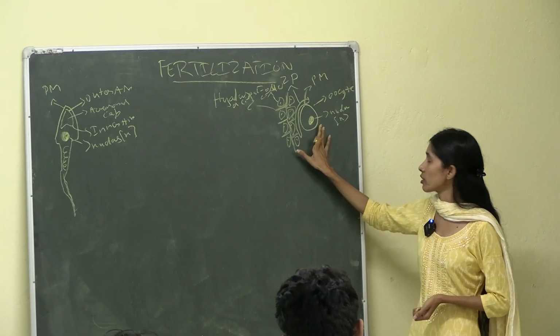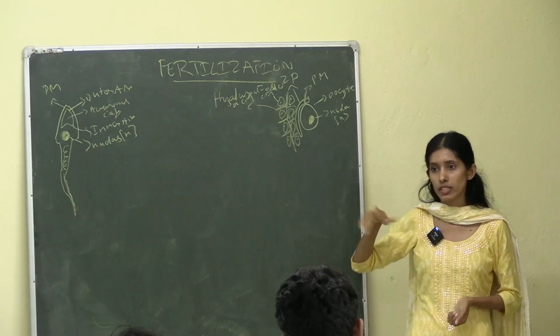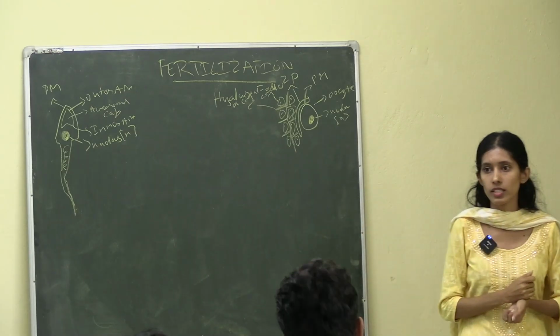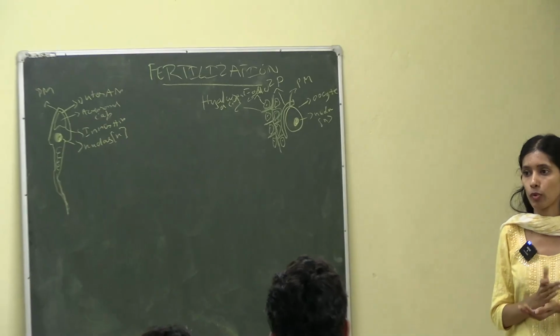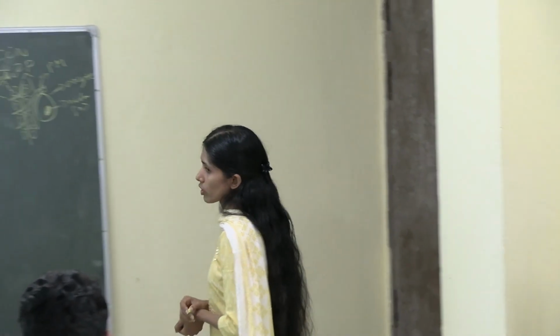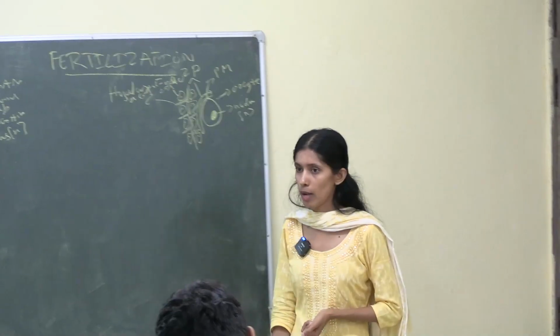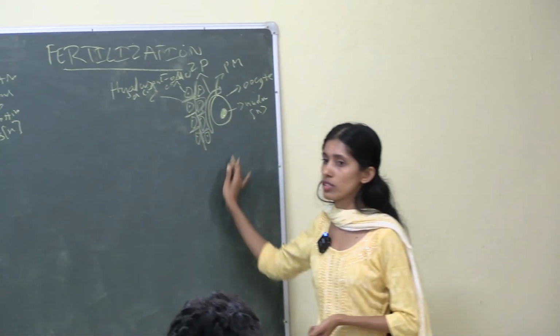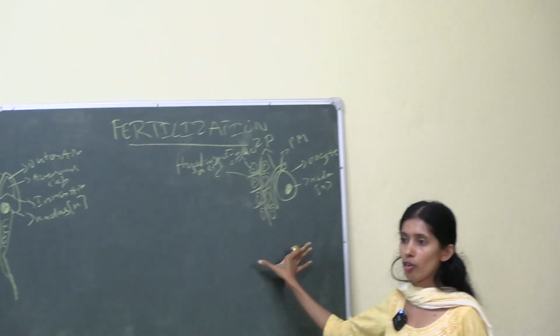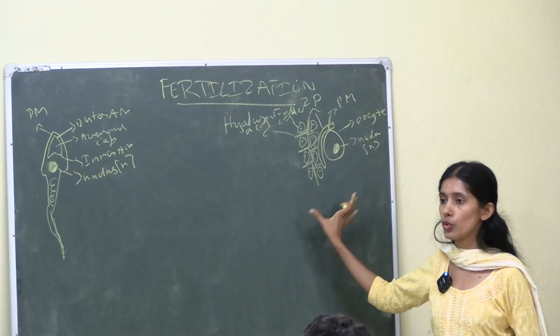Your oocyte is not covered by only a single layer of follicular cells. At the end of the maturation process, the oocyte is covered by 5 to 6 layers of follicular cells, and those layers are called corona radiata. All these layers are held together by the hyaluronic acid as a jelly-like substance. Now imagine the fertilization process taking place in the ampulla of the uterine tube.